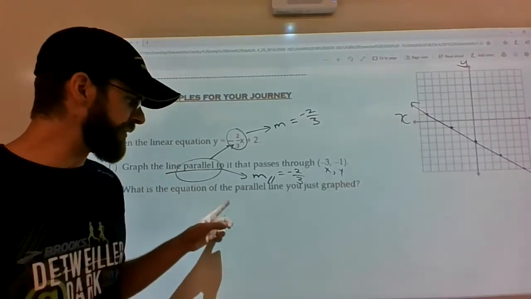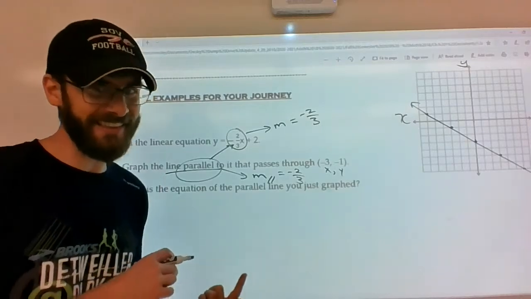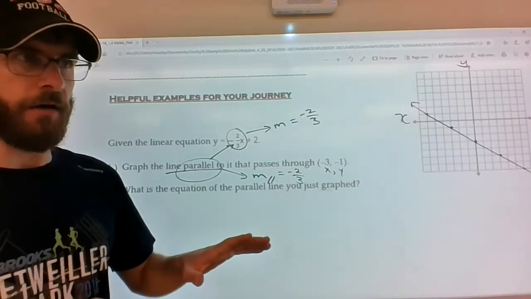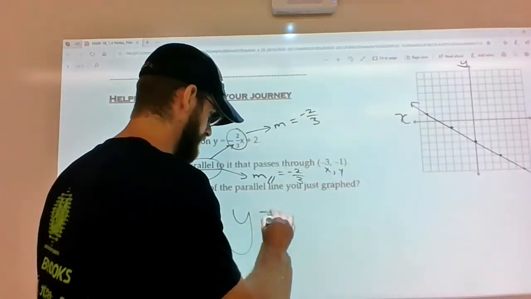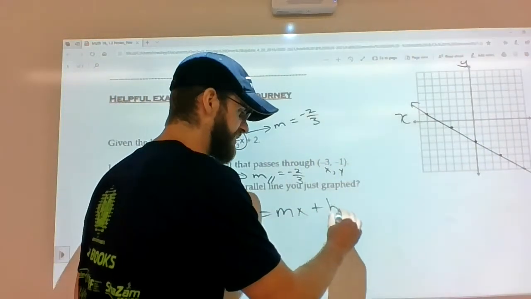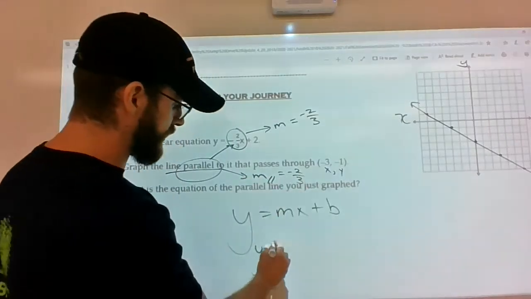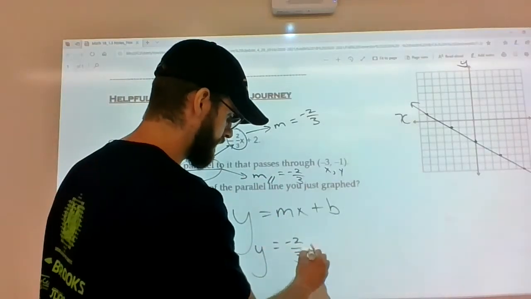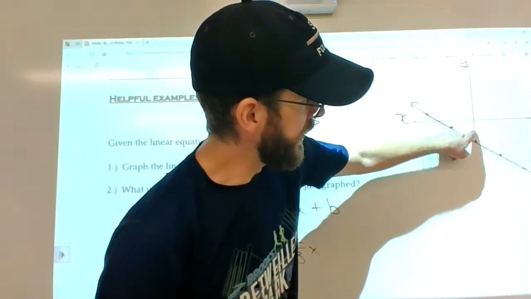Hey, what's the equation of the parallel line you just graphed? That's kind of going back to our first lesson there, where it's got a starting point. Remember, all these equations that are not special cases look like that. We know its slope is negative 2/3. Always put the x there. And then the plus b, down 3.